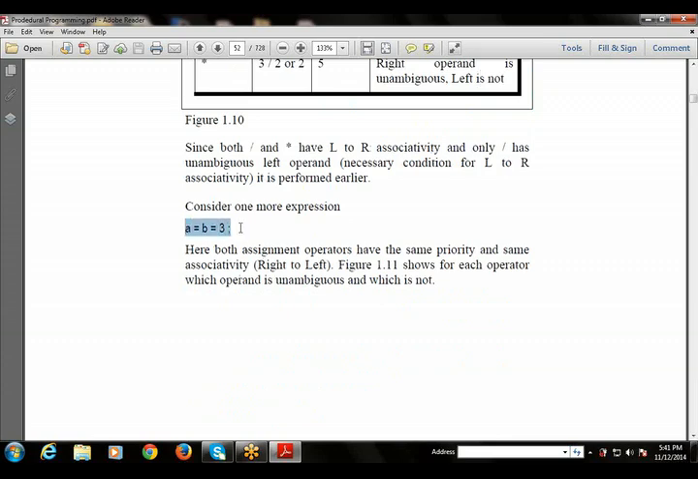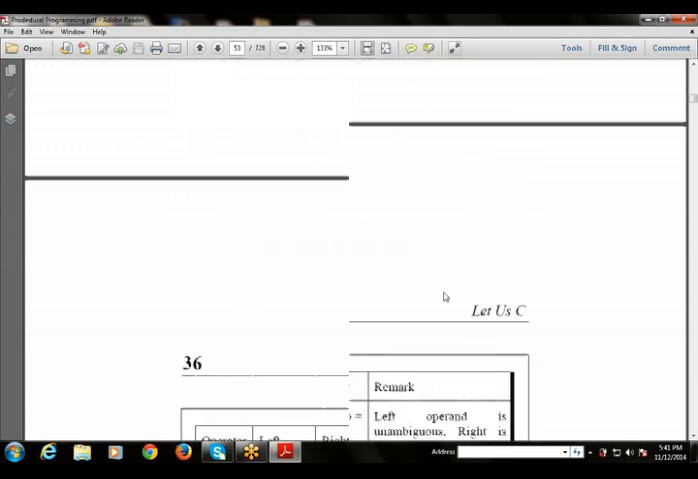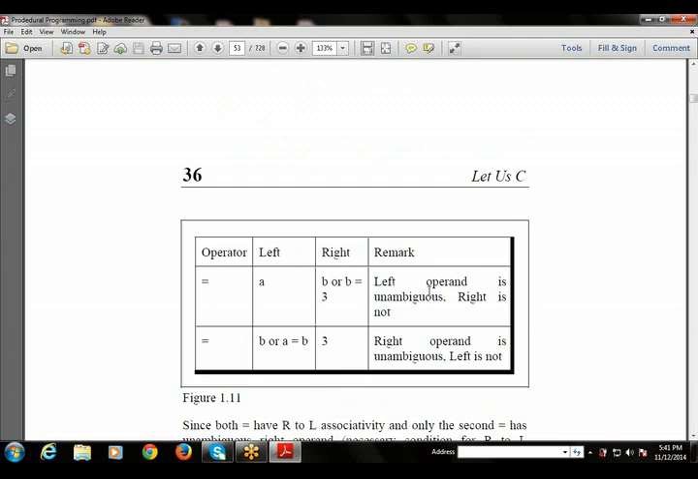In this, there is an assignment operator that is used. Both assignment operators have the same priority at the same level, that is, right to left associativity. This is the equals to sign, that is the assignment operator. Then at the left margin there is a, equals to, and at the right margin there is b, that is, b equals 3.